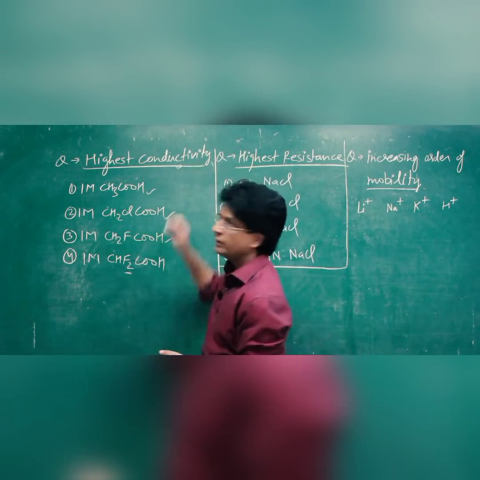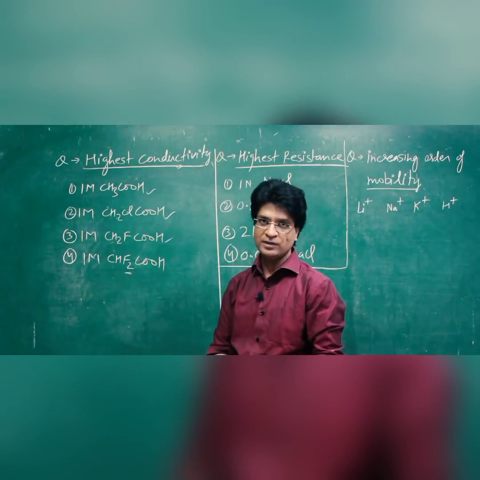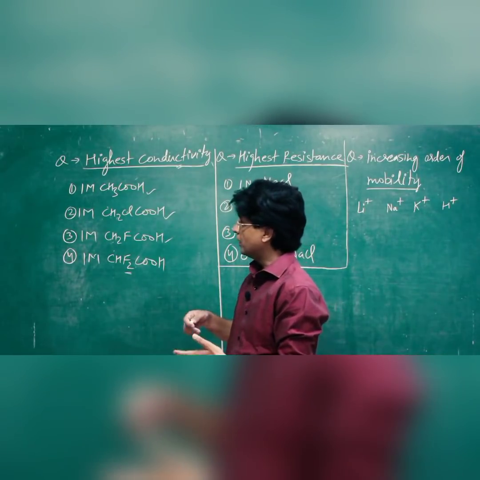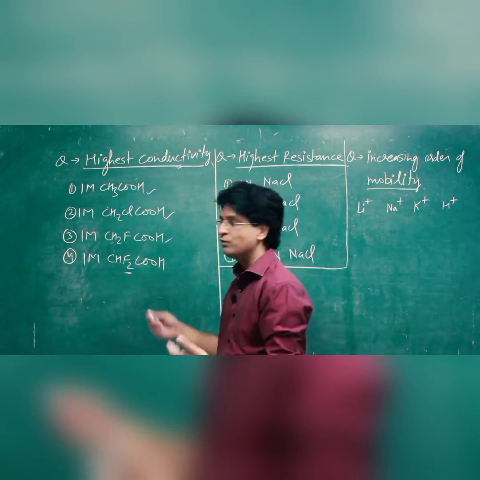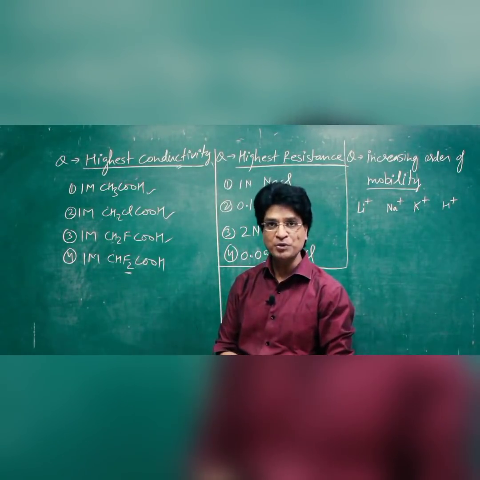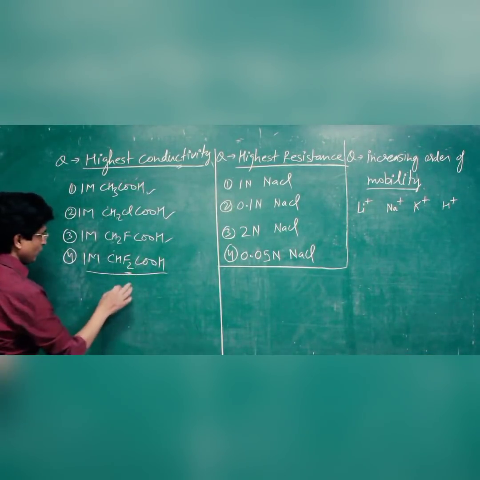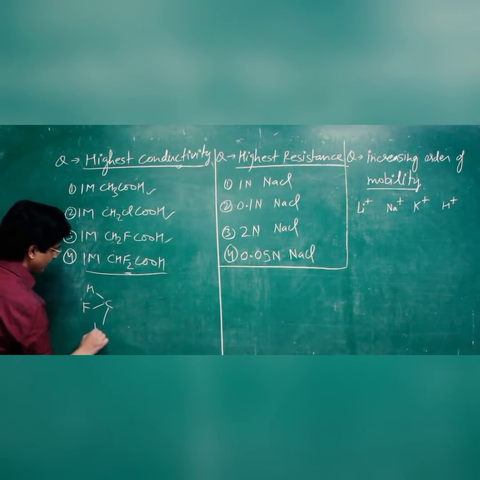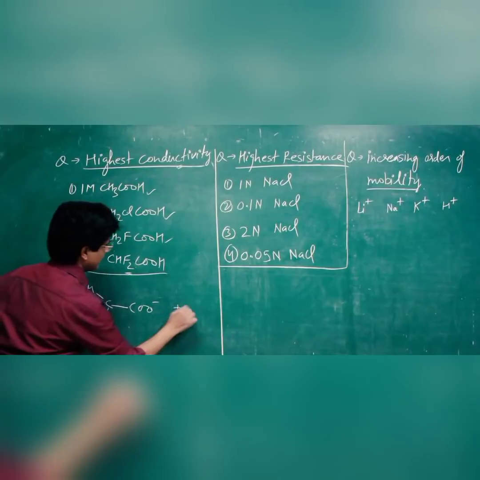Now we know that conductivity or conductance depends on the number of ions present. The more the number of ions, the more is the conductivity or conductance. Now let us check out what will decide when the number of ions will be more or less. More ions will be formed only if they are stable in the solution. So if you check out the 4th option, you will see that when it dissociates, it will give you CHF2COO negative and H plus.